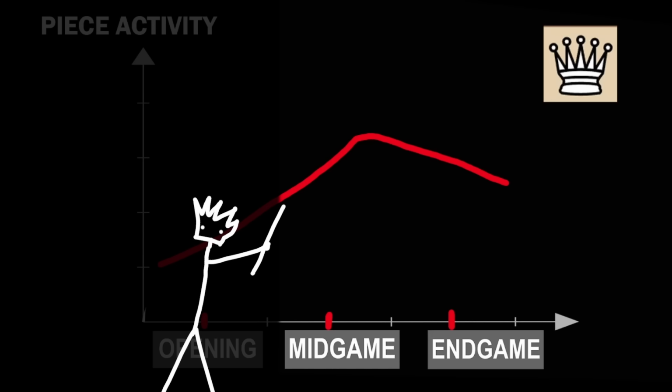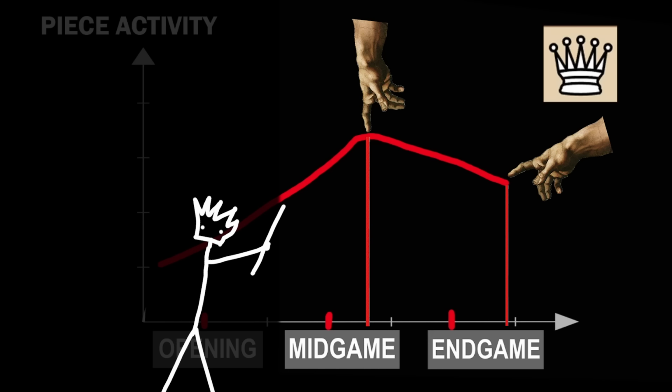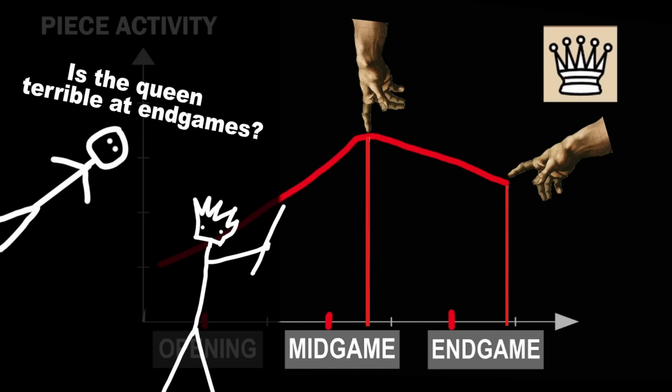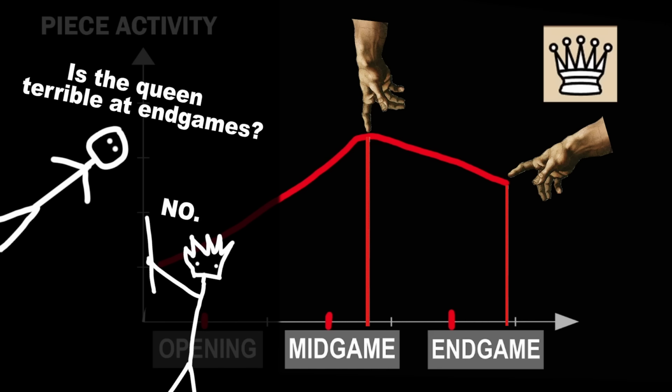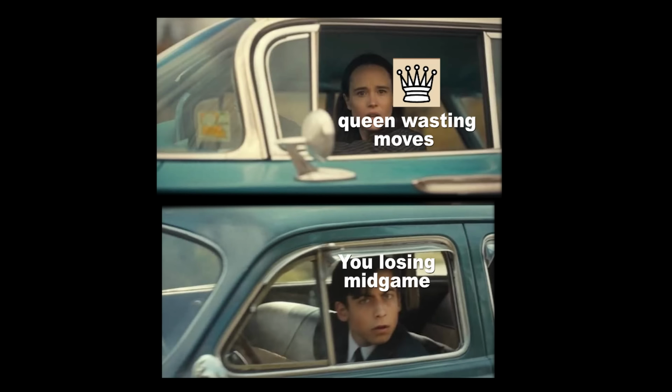Next, the middle game. You look at this graph and you're probably confused. Why is the middle game activity higher than the endgame activity? Does that mean that the queen is terrible at endgames? No, stop overthinking it and let me explain. The middle game is complicated and the queen is an important part in winning your battles.